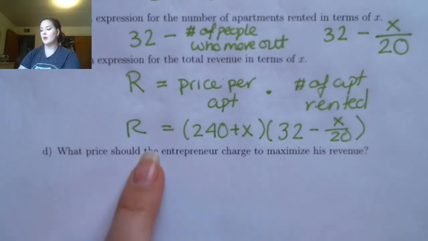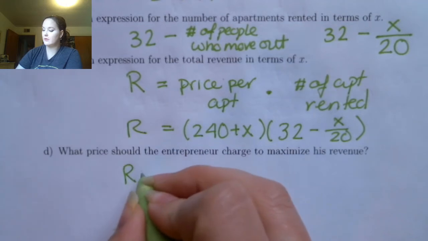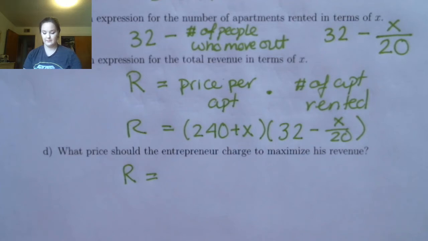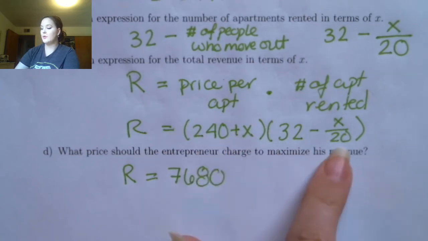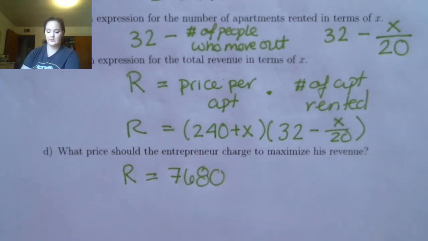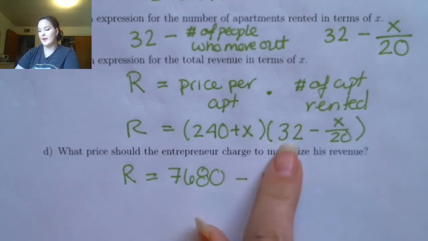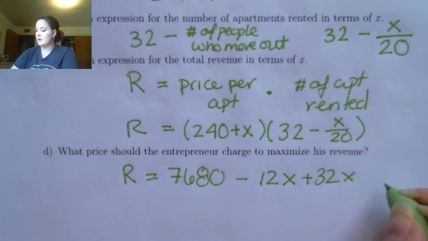What price should he charge to maximize his revenue? So the first thing I'm going to do is multiply this out. So 240 times 32 is 7,680. Then 240 times x over 20. 240 divided by 20 is 12. Then x times 32. Then x times x over 20, right?